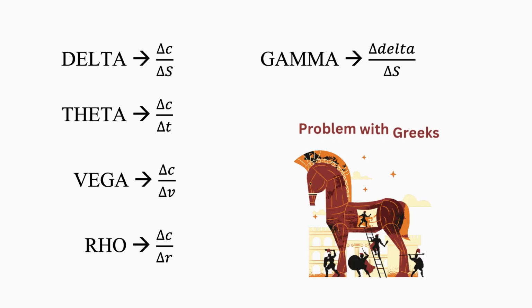The problem with the Greeks. As you can see from the foregoing, all the numerators are the change in the option price, the call option in this case, divided by the change in the underlying inputs. The exception is gamma because it measures the change in the Greek delta per change in the stock price.